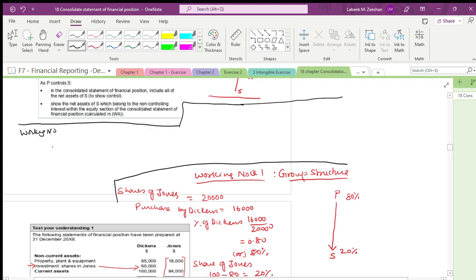Working note 2. Don't get confused, working note 2 is for this. Working note 2 talks about net assets. Net assets of what? Net assets of the subsidiary.